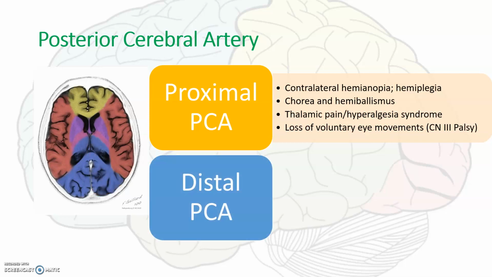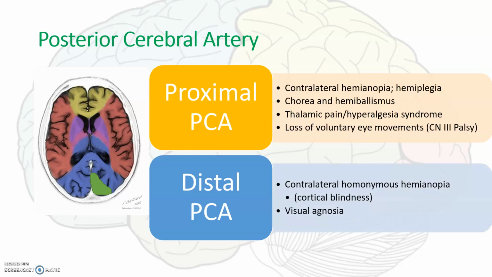With a distal posterior cerebral artery lesion, this is limited to the occipital cortex, and therefore you get mostly visual symptoms, contralateral homonymous hemianopia and visual agnosia.